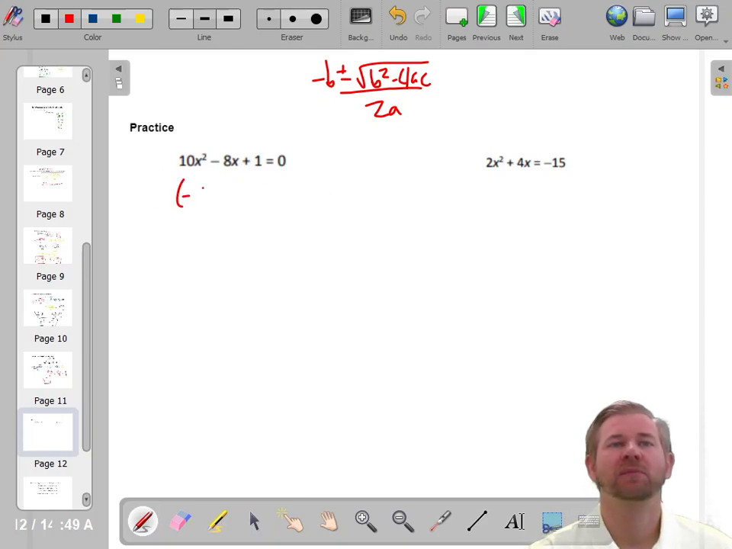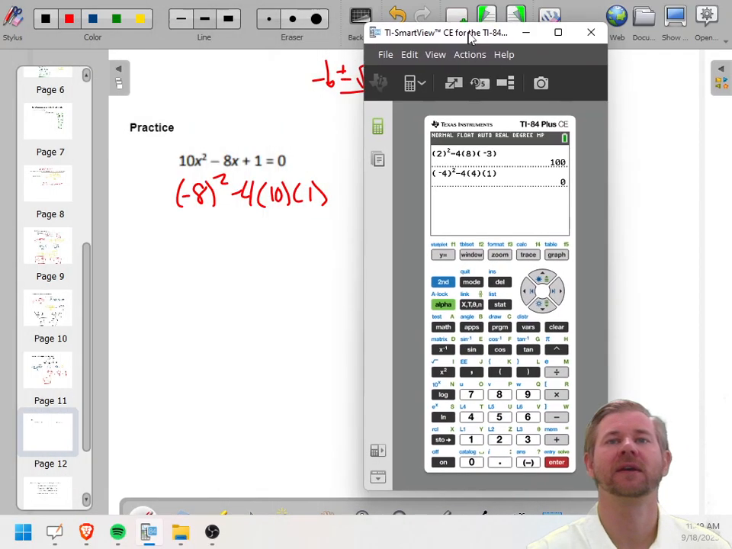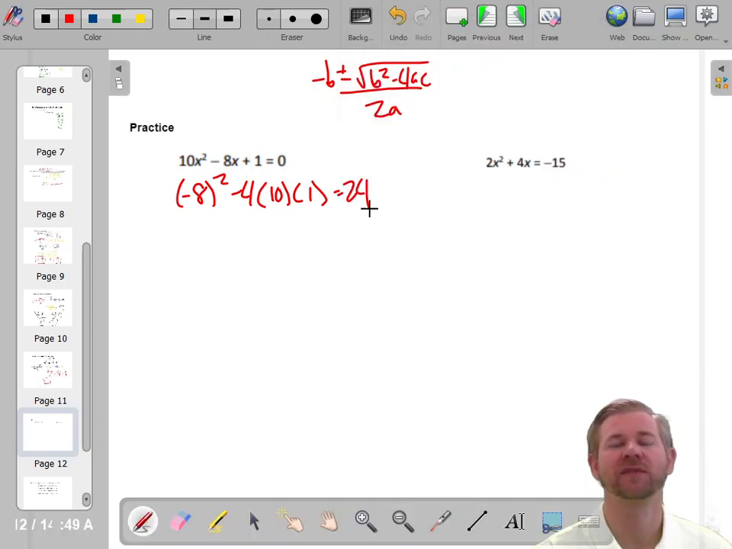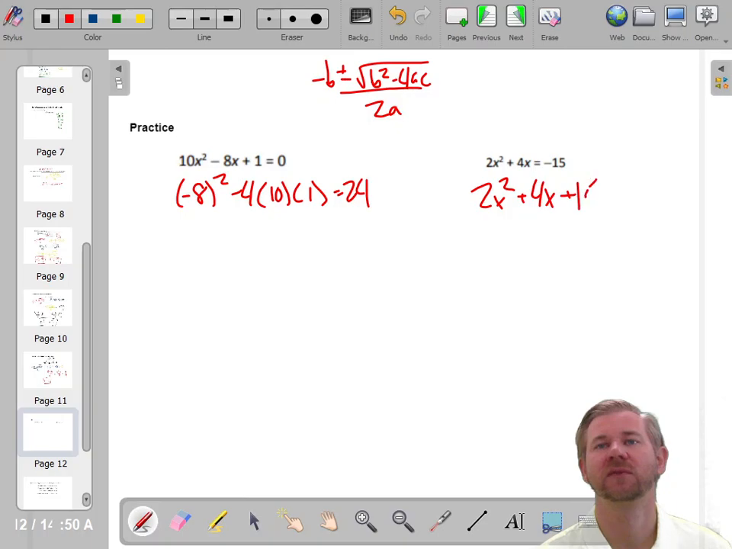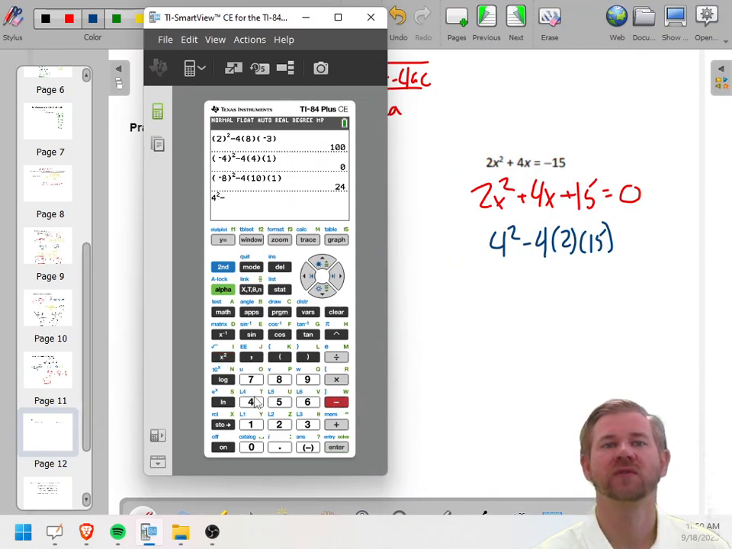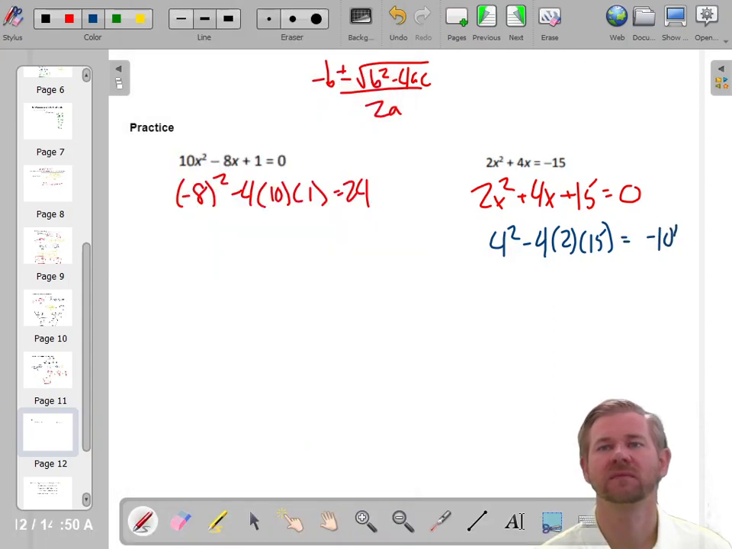Let's go through the discriminant. B squared minus 4AC. All right, so I'll just type it in my calculator. Negative 8 squared minus 4 times a times c. 24. Okay, 24 is not a perfect square. And this one I need to first get everything on one side, add 15 before I do anything, because a, b, and c have to be in standard form for this to work. So when I do the discriminant here, 4 squared minus 4a, it's positive 15. You have to move it to the other side so you get that right. 4 squared minus 4 times 2 times 15. Negative 104. Okay.